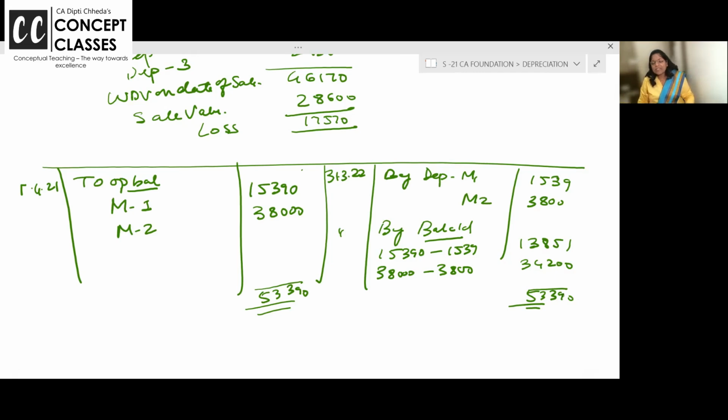Yes, this time the rate is given. If the rate is not given, with the formula I gave you, we can derive the rate also and then do the problem. What is the speciality of WDV? On opening, charge depreciation and get the closing. Closing, you can write as a balancing figure in the exam. But if you write it separately while tallying, it will be very easy for you.